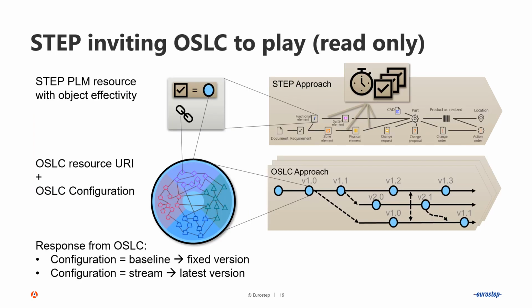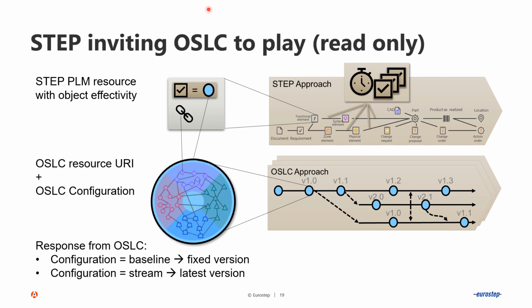Now to see how an application using a STEP-like configuration management might invite an OSLC configuration management to play. Because we want to retain the ability to add effectivity on relationships, we create an object in the STEP environment that knows it's a representation of something in another system. STEP has a mechanism for this, which is an external item. I'm greatly simplifying, but that's the general idea. Links inside the STEP-based environment to this external item can then have effectivities as normal.